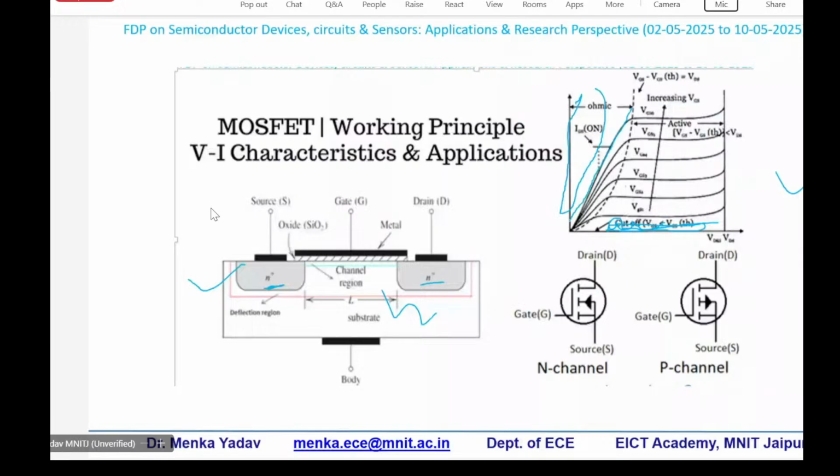In this particular region it is a straight line, because I is proportional to V, so the equation of a line is being followed, and that's why we call this the ohmic region or the linear region. And this particular region is the active region or the saturation region. In the case of a MOSFET, instead of active region, we call this the saturation region.